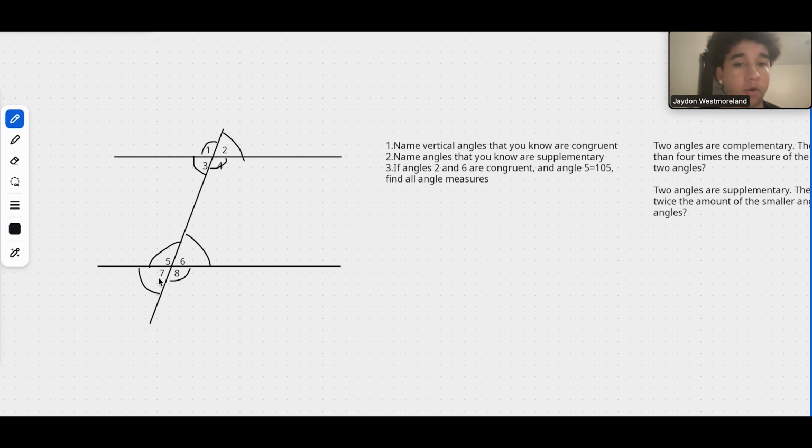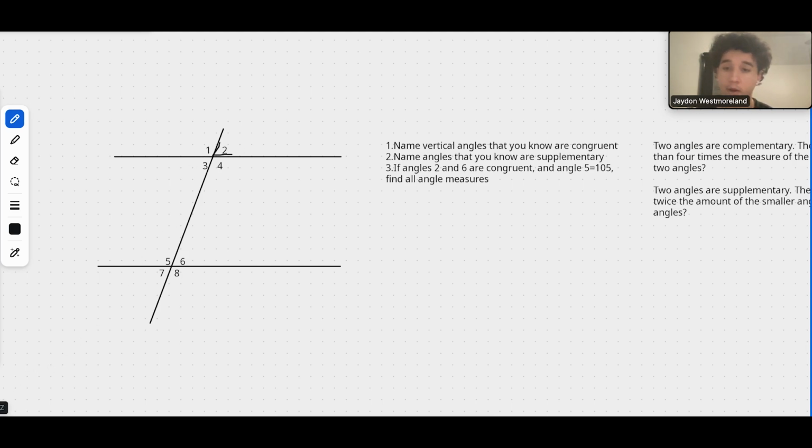Name angles that you know are supplementary. Well, supplementary angles are any angles that add up to 180. A way you can tell what a supplementary angle is, if you look at the two angles, when they're combined, do they create a straight line? So for example, here, angle 1 and angle 2, if you combine those angles together, one looks like this, the other one looks like this. Notice how the bottom part creates a straight line. Ignore my line, it's horrible. But the idea is still there, right? It's creating a straight line.